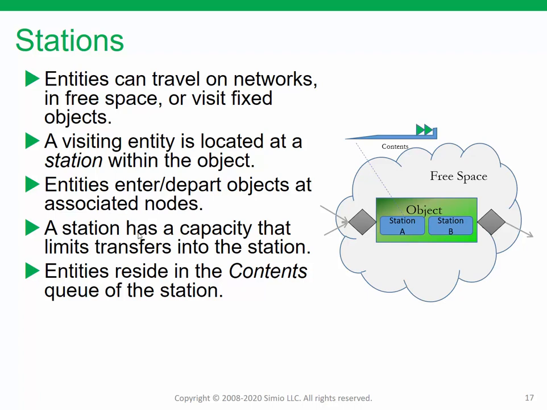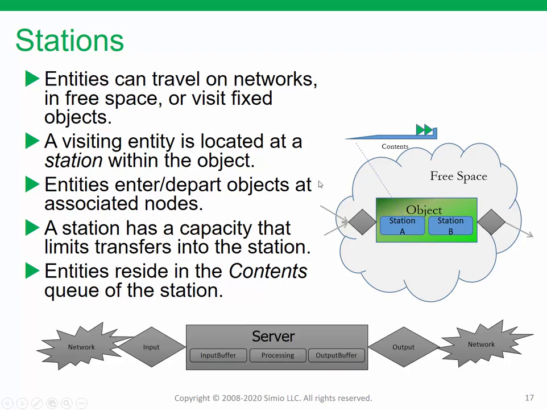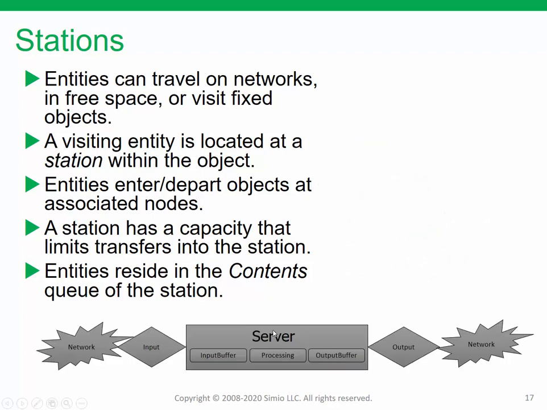Stations have capacity that limits transfers into the station. So I can say this one has capacity 1, and for example, this one has capacity 2. And finally, entities reside in the contents queue of a station. So in this case, station A of this object has 2 entities that are visiting that station, and they're both shown in the contents queue. And so the standard server object is implemented using 3 stations. So you can see we have an input buffer, a processing, and an output buffer. And then we have an input node and an output node.